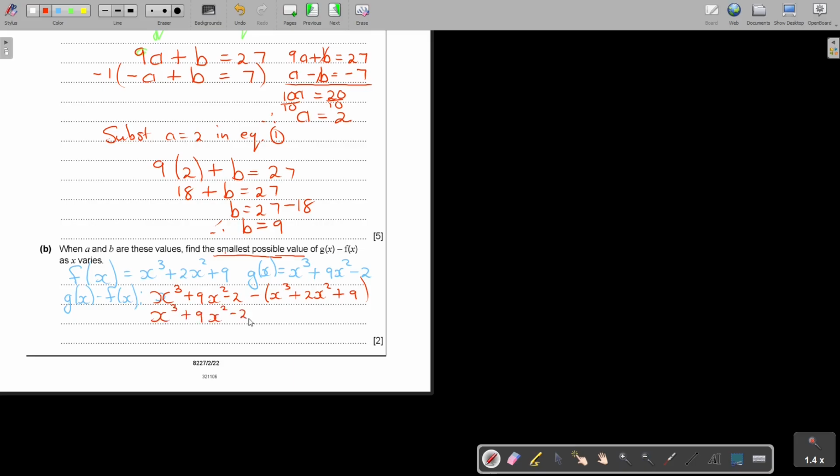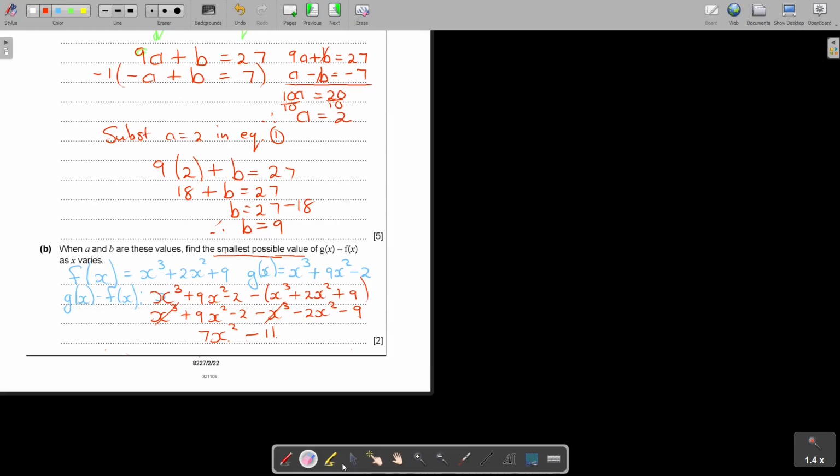I do it a little bit long because I don't want you to get lost in the videos. Okay, so this will cancel out. Can you see that? So 9 minus 2 is going to be 7x squared minus 11. Okay, so let's look at this statement. Remember, this was equal. You can put the equal sign there.